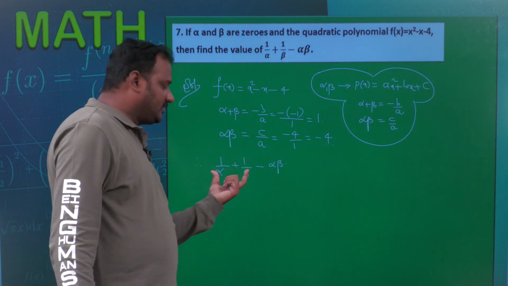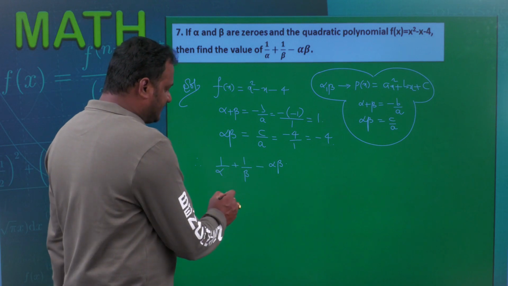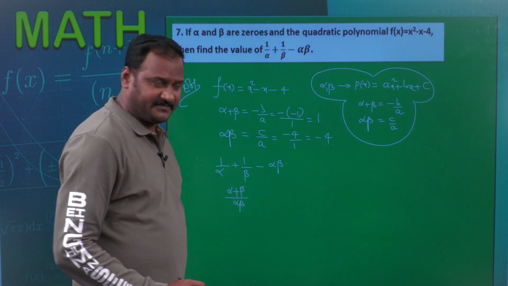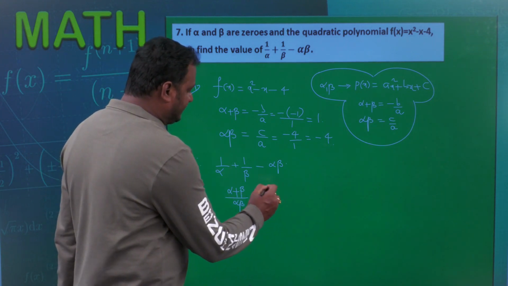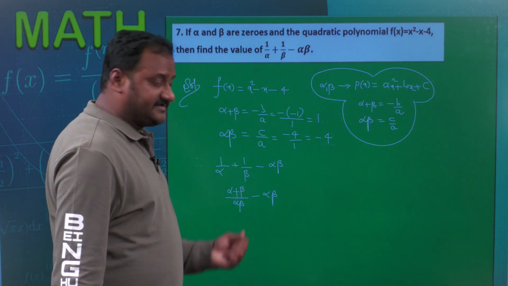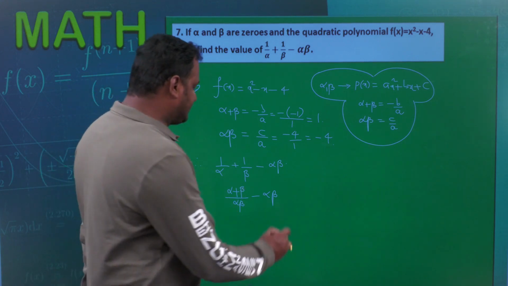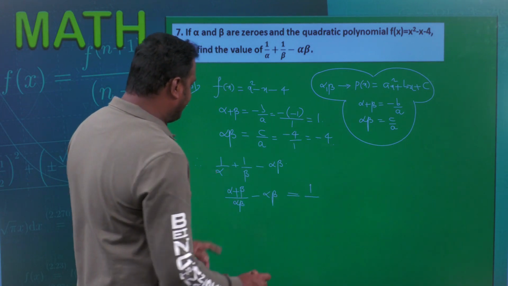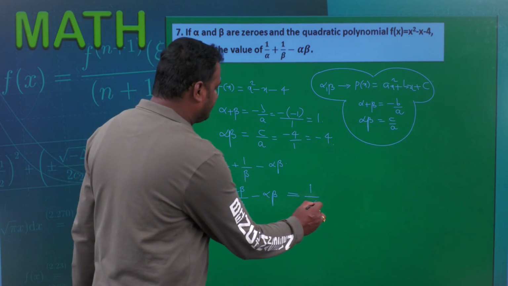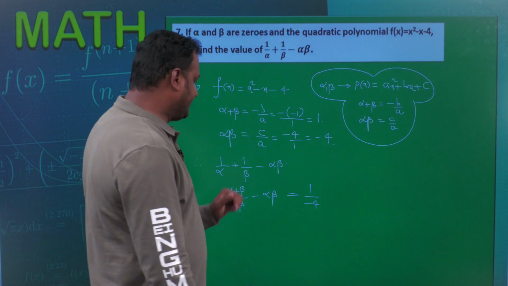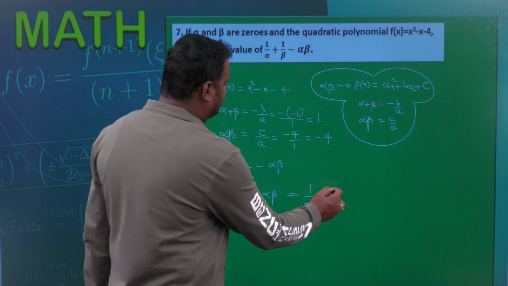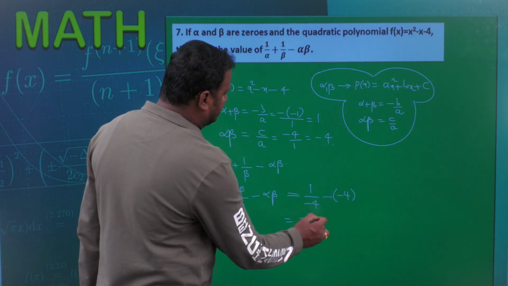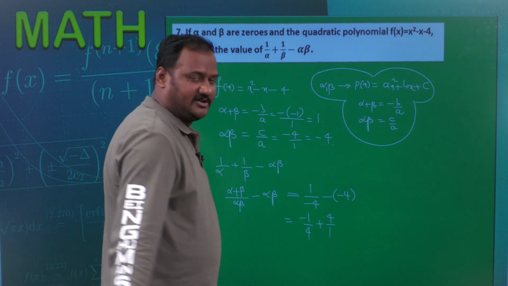Let us try to simplify only these two fractions. What is 1 by alpha plus 1 by beta? It is alpha plus beta by alpha beta after taking LCM, minus alpha into beta is already there. You know the value of alpha plus beta as well as alpha into beta. Just substitute the values: alpha plus beta is going to be 1 divided by alpha into beta, which is minus 4, correct, minus alpha into beta is minus 4, so minus of minus 4. So 1 by minus 4 equal to minus 1 by 4, minus of minus equal to plus 4 divided by 1. Will you be able to simplify this?